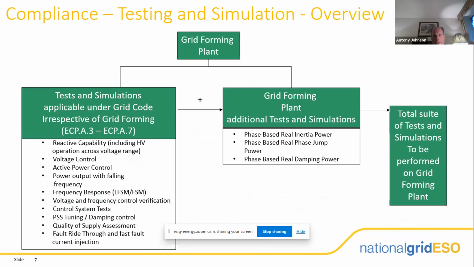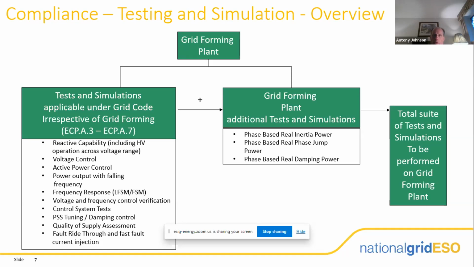So in terms of compliance testing and simulations, we are well versed in GB with compliance testing and simulations, making sure that the plant as built is capable of meeting the requirements of the grid code, and that the model we receive is a true and accurate reflection of the plant as built. So on the left hand side, our normal standard tests and simulations are on things like reactive capability, voltage control, active power control, frequency response, fault ride through, etc. That's all bread and butter stuff we would do anyway for any type of plant, whether it's synchronous or asynchronous.